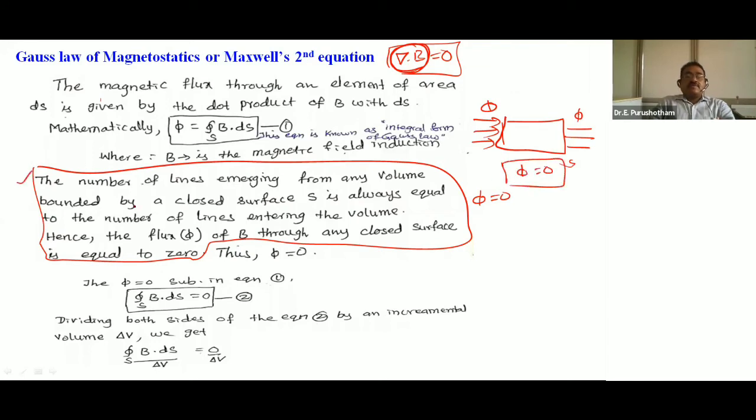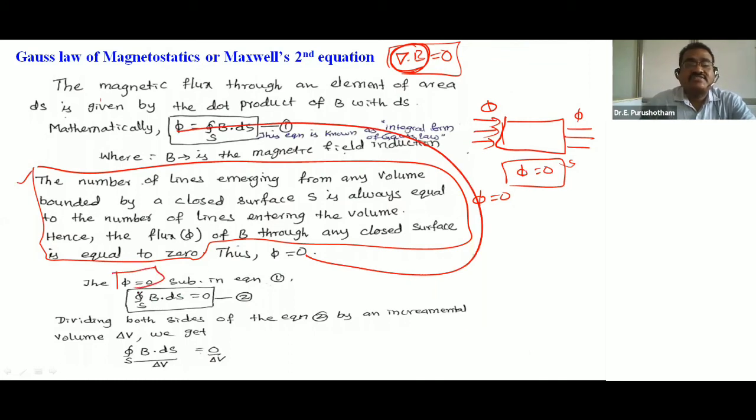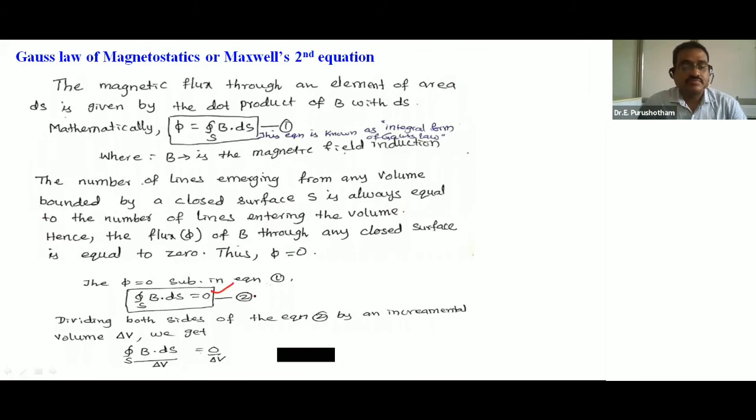You can see here, the number of lines emerging from any volume bounded by a closed surface S is always equal to the number of lines entering the volume. The entering total magnetic lines of force is equal to the emerging lines. So the net magnetic flux is 0. Substituting this magnetic flux 0 in equation 1, phi is equal to 0, then we get the surface integral of B dot ds is equal to 0, equation number 2.